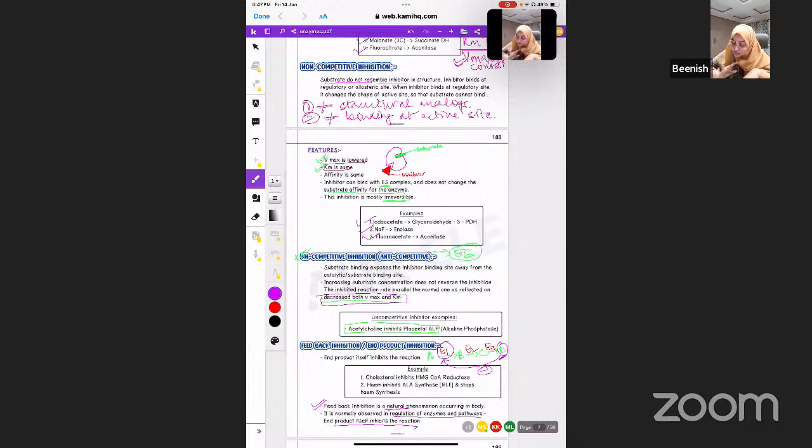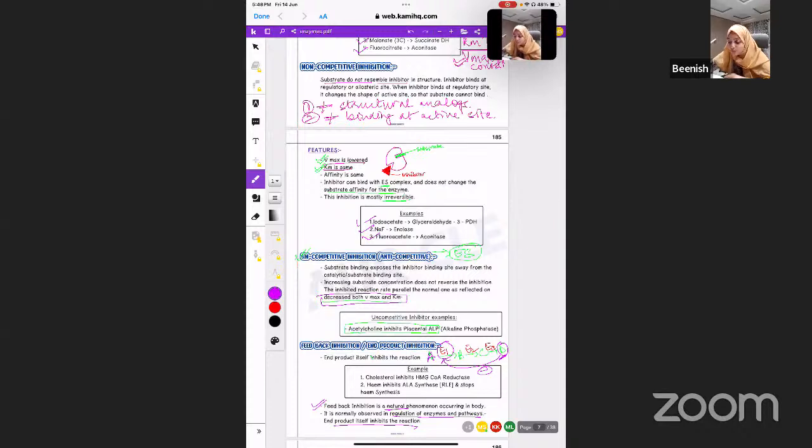Now, moving on to feedback inhibition or end product inhibition. Here, what was happening? For example, I've given you this, that your A was changing into B, then B was forming C, and C was forming D. So, I've just given a random example. Or you can also take glycolysis, where glucose was undergoing a chain of reactions, a pathway, and ultimately forming pyruvate.